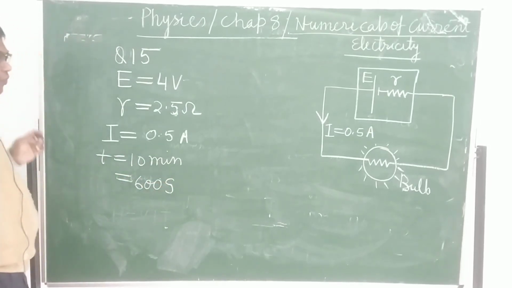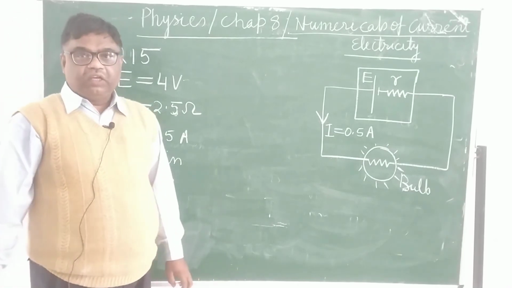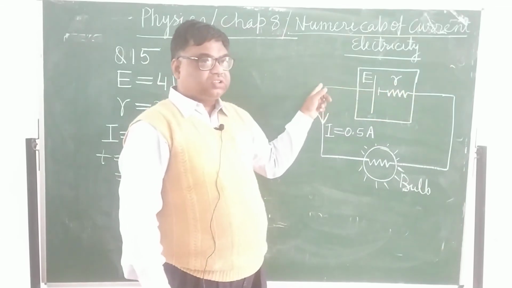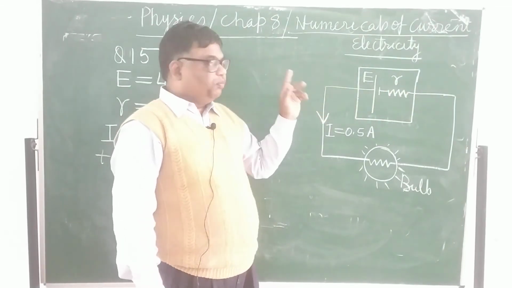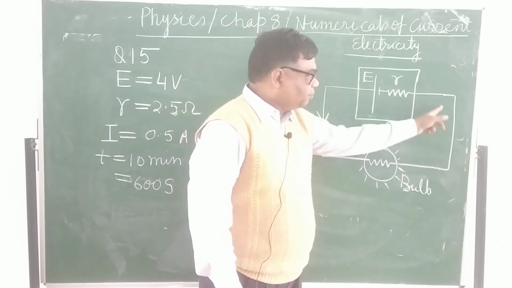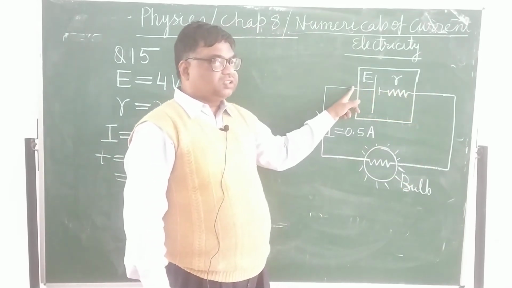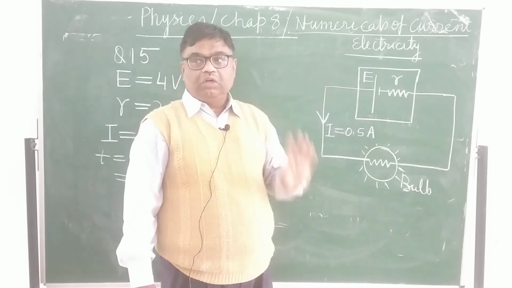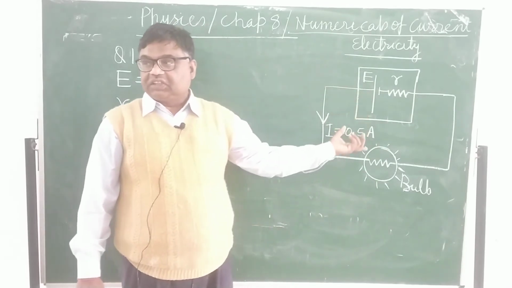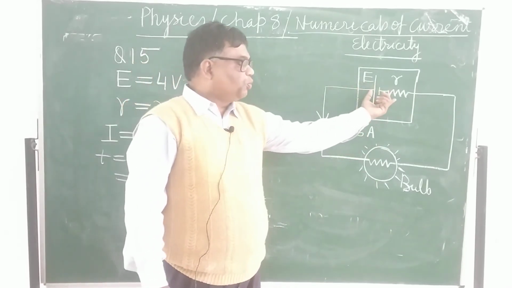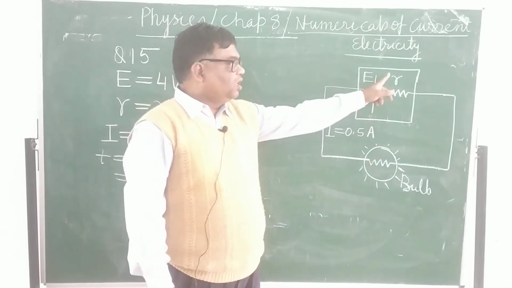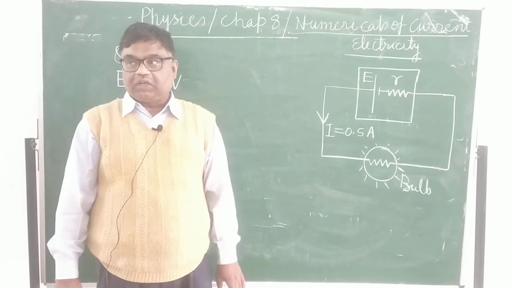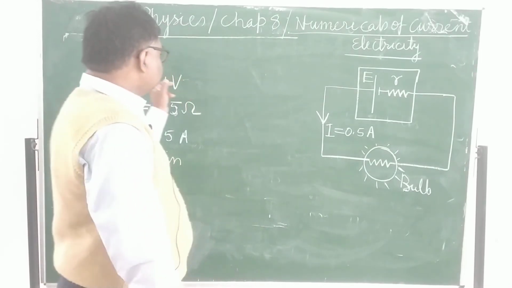So see here, EMF is 4 volt. EMF is 4 volt means what is the potential difference throughout the whole circuit? It is 4 volt. It means the potential difference across the bulb plus the potential difference inside the cell because of the internal resistance is equal to 4 volt. The potential difference in the external circuit and the potential difference inside the cell because of the internal resistance, what is the total voltage? It is 4 volt. Is it clear? Total voltage is 4 volt.